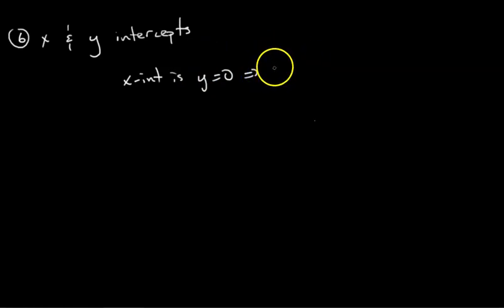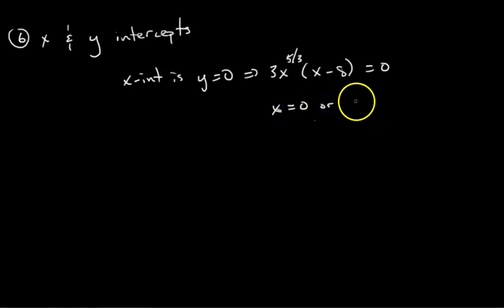So we can say this is where the function 3x to the 5/3 times x minus 8, this is the original function I'm writing, evaluates to 0, right? That's where it'll cross the x-axis. So when is that true? That's true when this part is equal to 0 or when this part is equal to 0. So our x-intercepts are where x equals 0 or 8, okay?